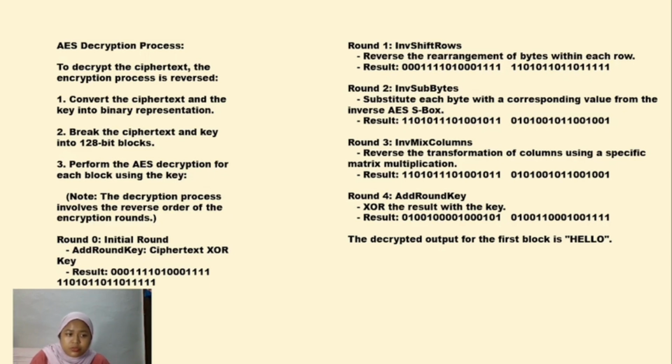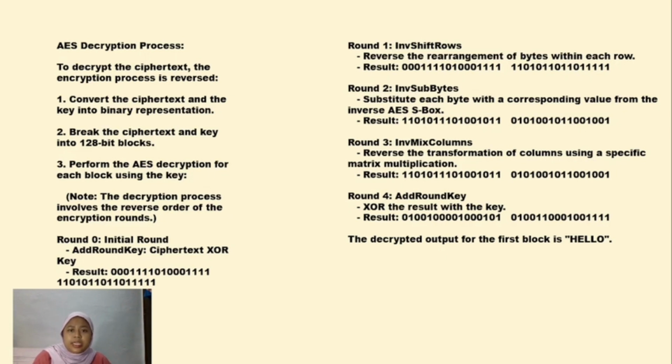Follow, round 0, the initial round. Round 1, inverse shift rows. Okay, reverse the rearrangement of bytes within each row. Round 2, inverse sub bytes. Substitute each byte with a corresponding value from the inverse AES S-box. Round 3, inverse mix columns. Round 4, add round key, and the decryption output for the first block is hello.